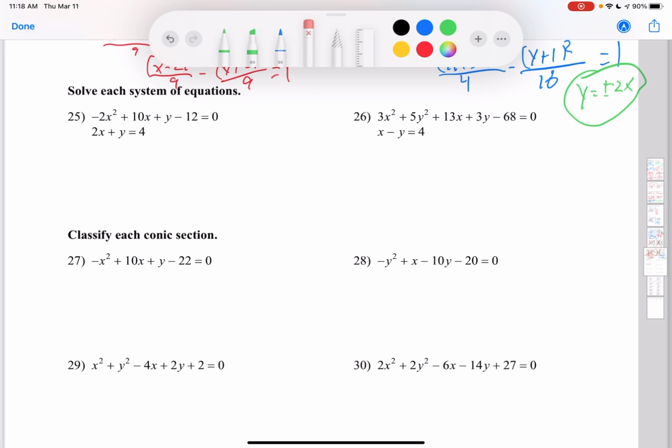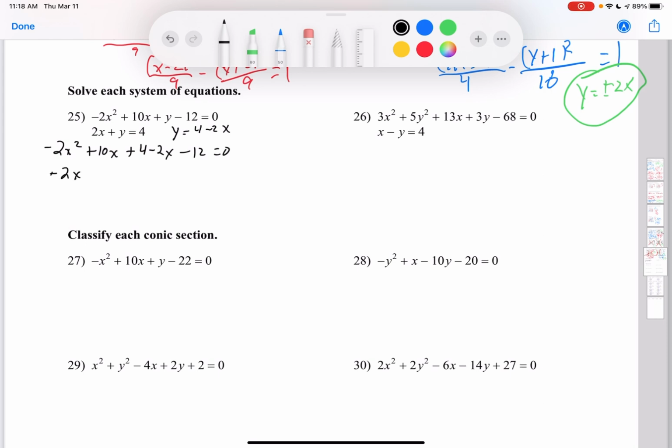So when you solve a system of equations, you look for the linear one and you solve it for a variable. So we're going to solve this bottom one for y. So y is going to be 4 minus 2x. In the first equation, anywhere we see a y, we are going to replace it with 4 minus 2x, and then minus 12 equals 0.